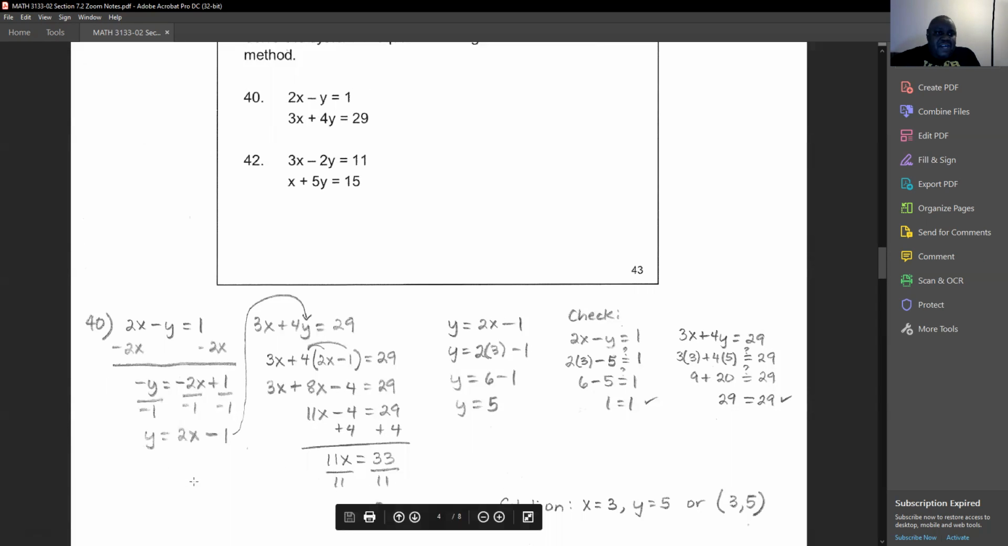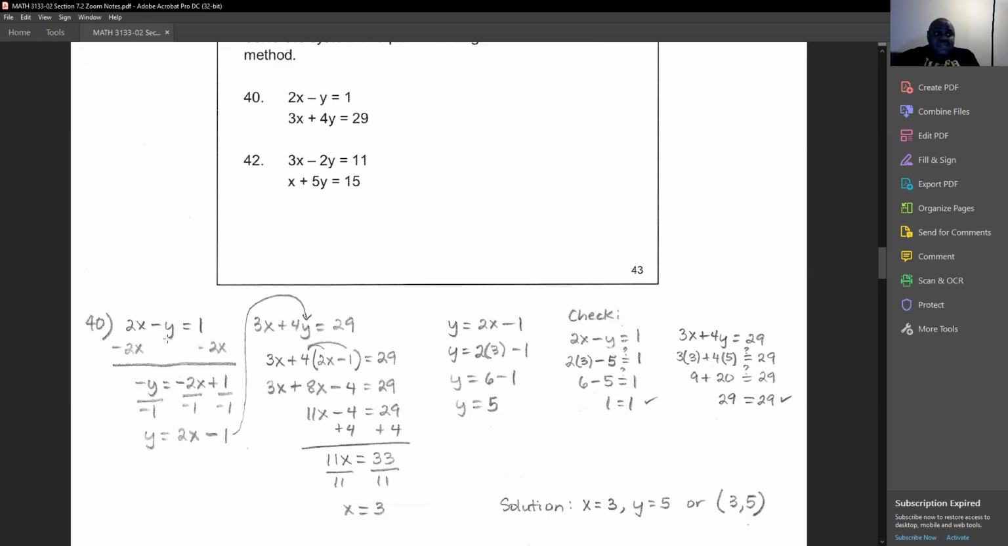Excuse me for that. I was just trying to get this so that you all can see this. All right, start with number 40. You got 2x minus y is equal to 1. And then I wrote to the side the 3x plus 4y is equal to 29. What I want to do is work with the equation that has a coefficient of 1 for either the x or for the y. And this is 2x minus y is equal to 1.